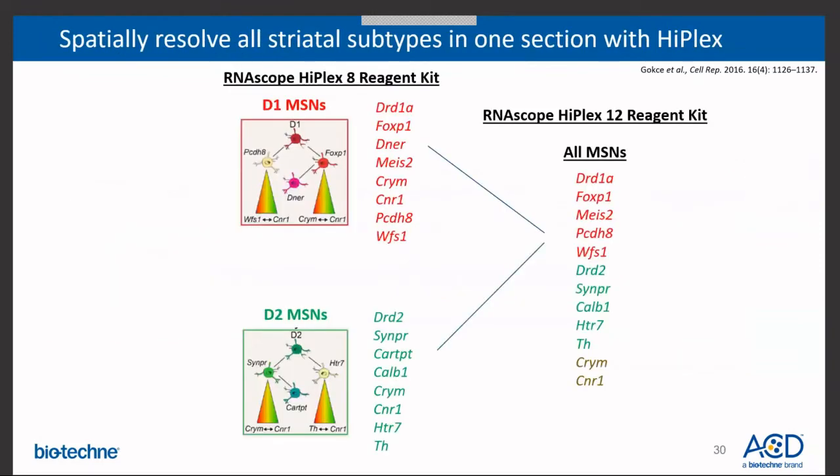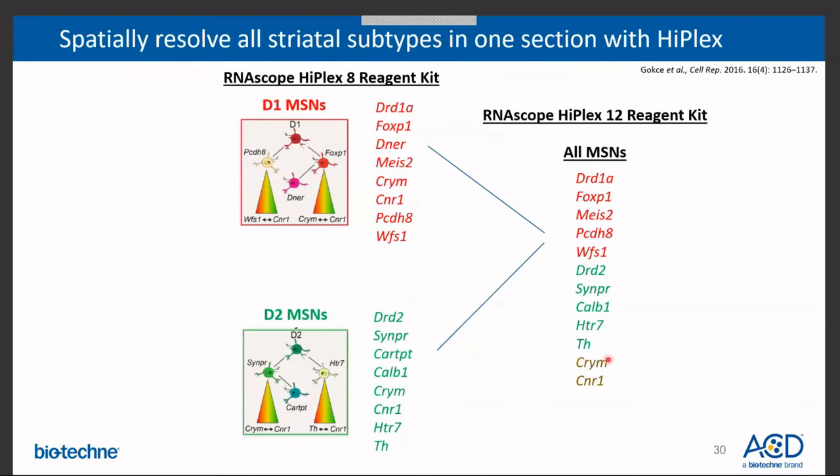And so looking at this paper, what makes this a really great data set for validating with HiPlex is that the gene signature that defines the D1 medium spiny neuron subtype is comprised of 8 genes. So you can easily get at it with the HiPlex 8 reagent kit. And likewise, the D2 medium spiny neurons are also pulled out by a panel of 8 genes.